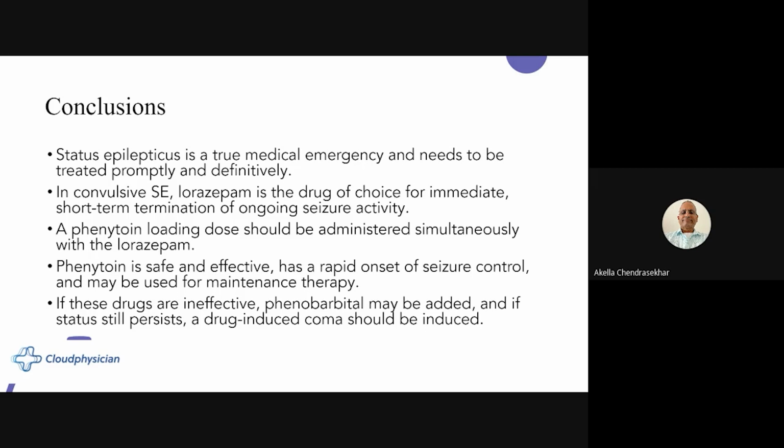That's good. Phenytoin needs to be given simultaneously. Load it. Give it. Phenytoin is safe and effective early. Give it early. If you need to give it for later therapy, fine. I don't care. That's later. Oh, we need to check levels, sir. Okay, fine. Do what you've got to do. But you've controlled the seizure activity now.